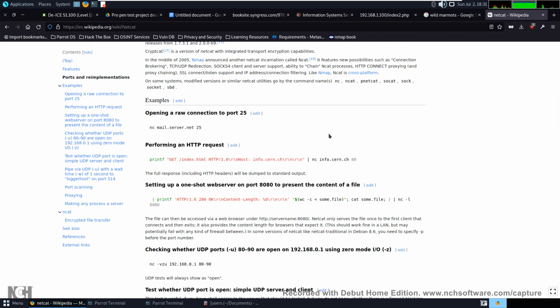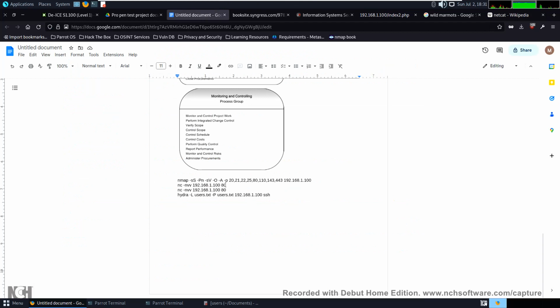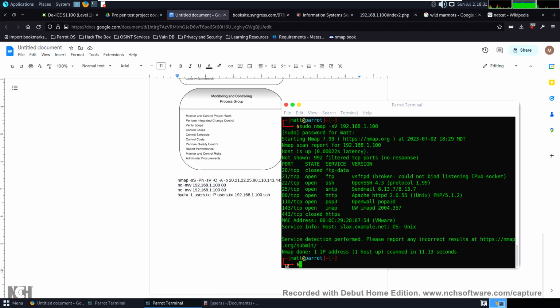Now I completely forgot what I was doing. Oh, yes. We're going to try some netcat commands. You can use dash help to find out what these switches do, but for now we're just going to run them. These are ones that I came up with and that are kind of common.